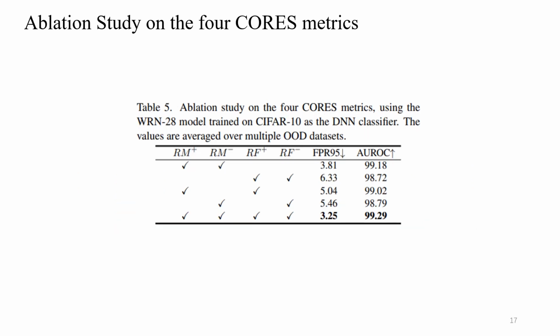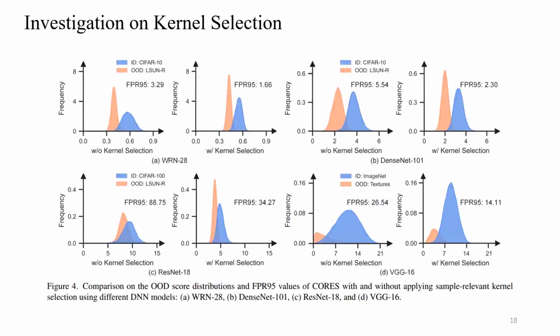discern. We also conduct an ablation study on the 4 CORES metrics, which reveals that each metric is essential to CORES performance. Furthermore, we evaluate the influence of kernel selection on OD detection efficacy. By analyzing the CORES OD score distributions, as the figure shows, applying kernel selection within CORES significantly diminishes the overlap between ID and OD score distributions, leading to a notable decrease in FPR.